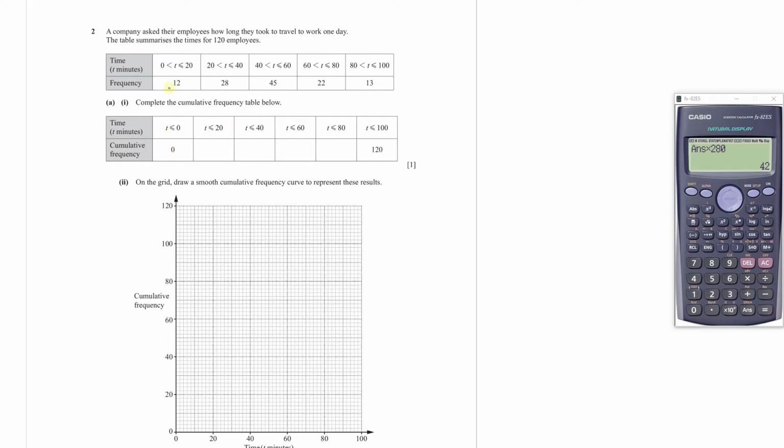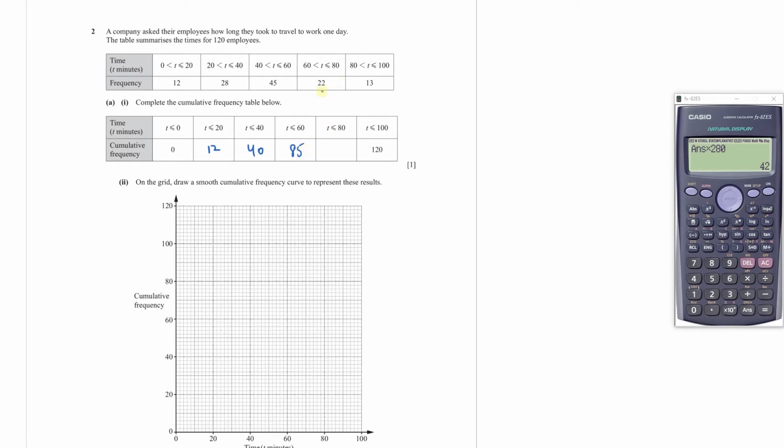So there are 0 employees who took less than 0 minutes, and then less than 20 minutes is 12 employees. How many employees took less than 40 minutes? It will be simply 28 plus 12, which is 40. How many employees took less than 60 minutes? This class, 45, which is between 40 and 60, plus the remaining. So 40 plus 45 will be 85.